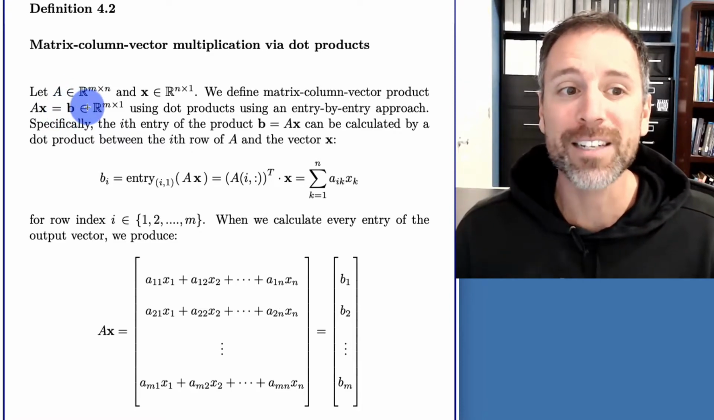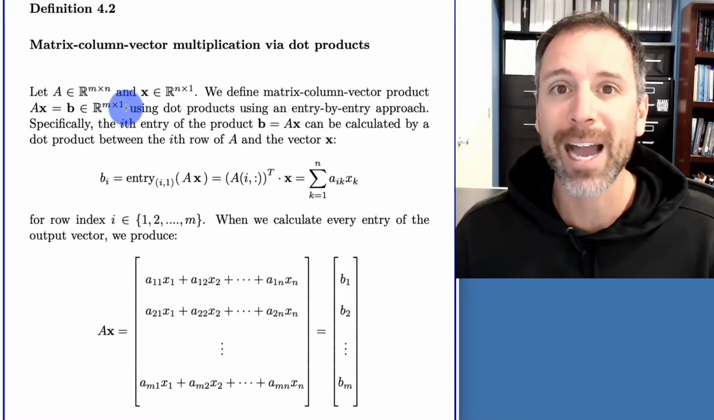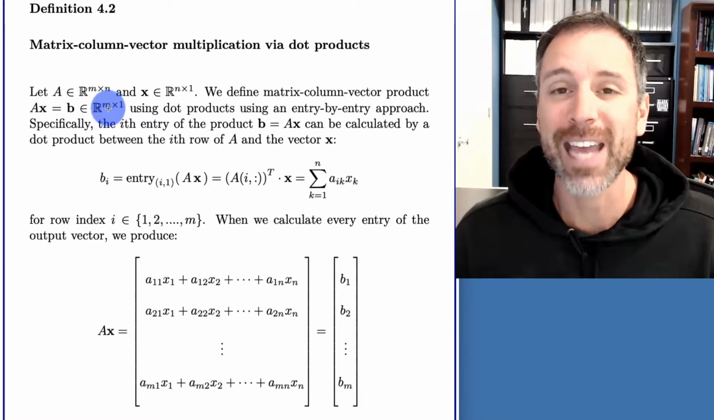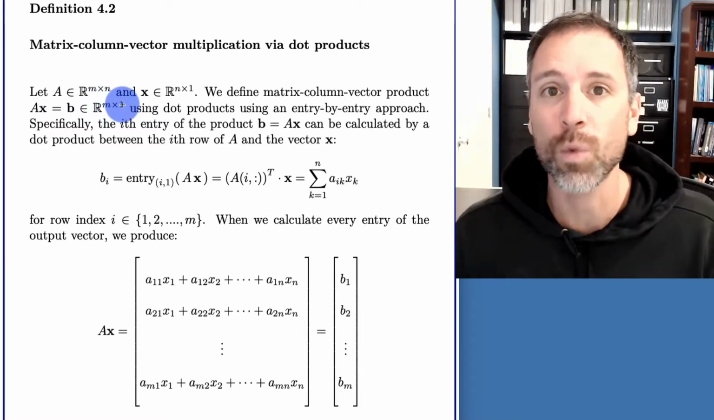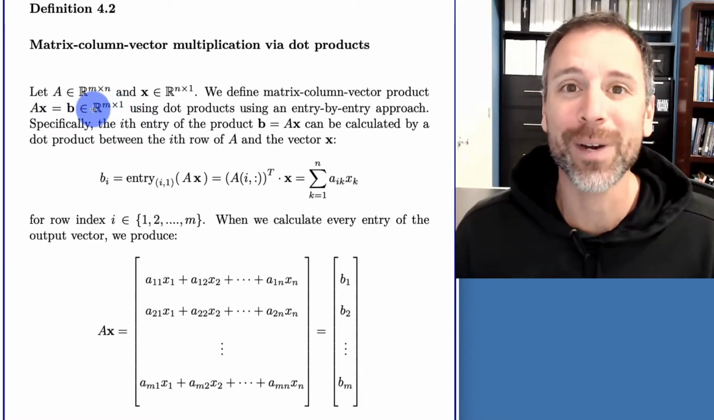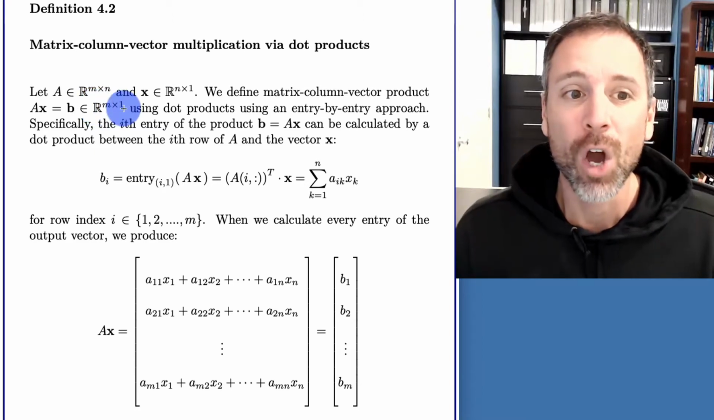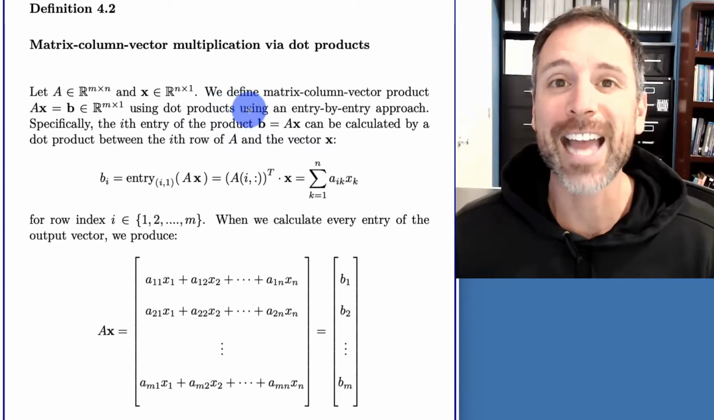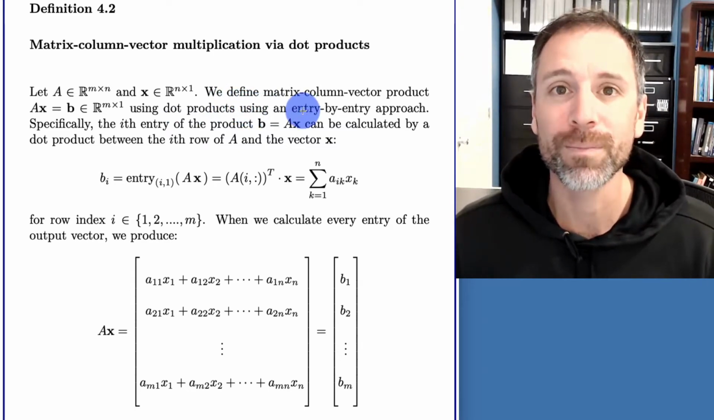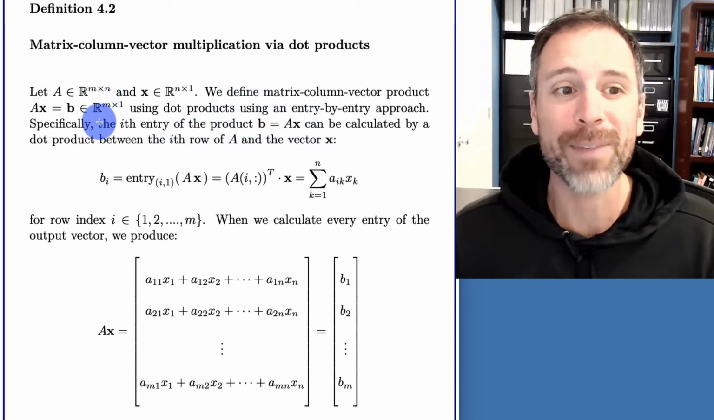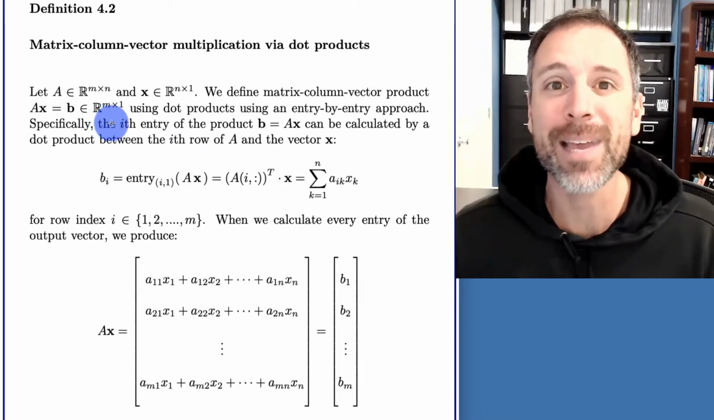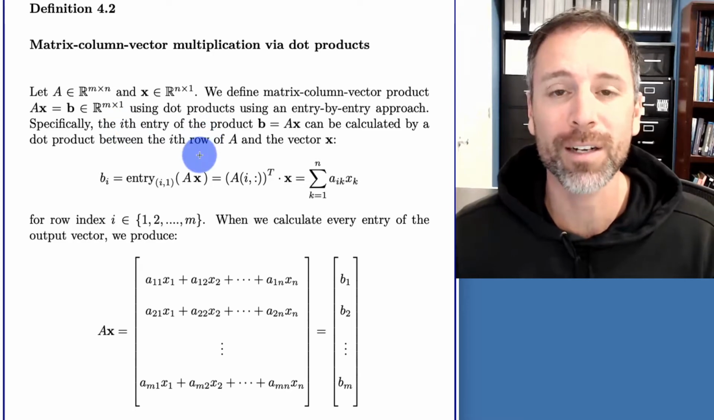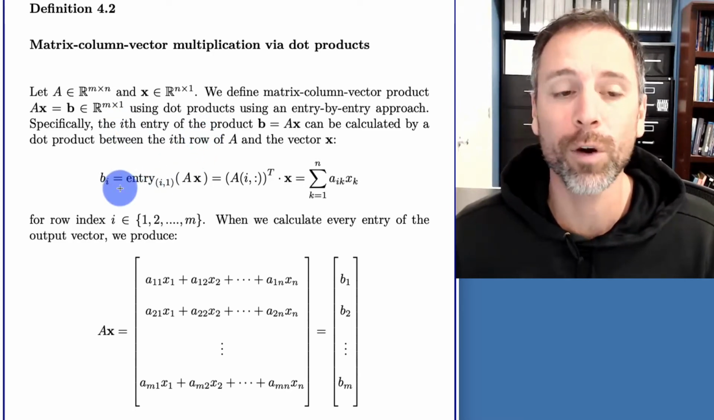In this case, B is going to be an element of R^(m by 1). In other words, this product, A times X, is going to be a column vector with m rows and 1 column, each entry of which is a real number. When we define this product using dot products, we take an entry by entry approach. In other words, we look at the output as a series of m individual entries, and we define the ith entry of this product using a scalar valued formula.